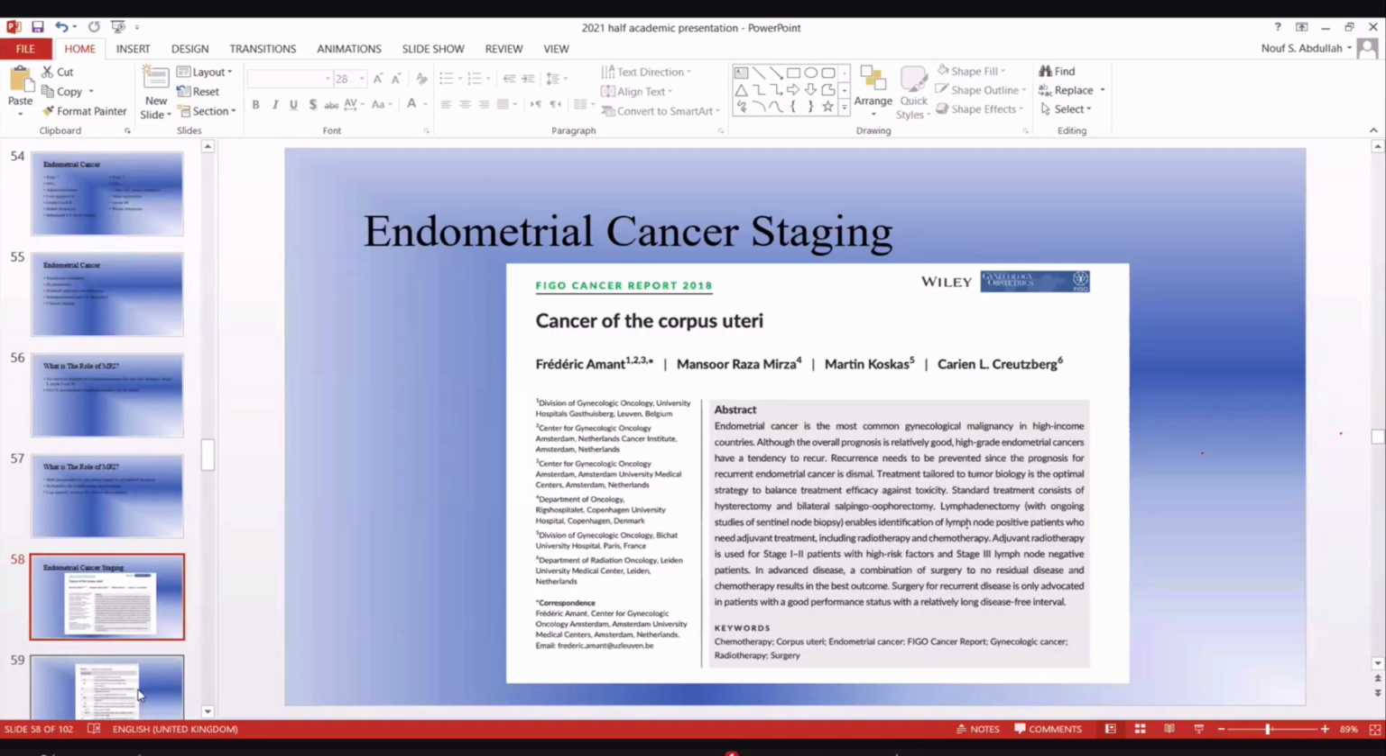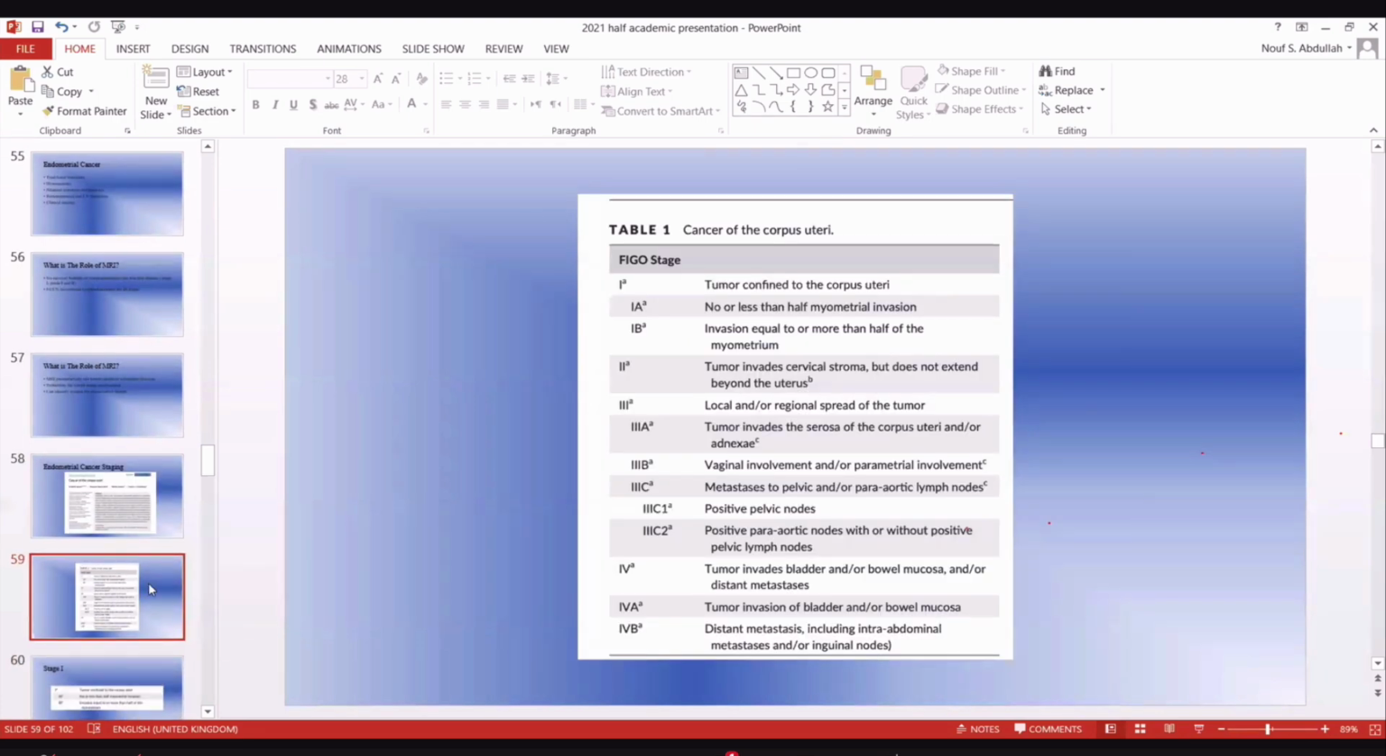Again, endometrial cancer staging has been changed in 2018 and we have the new staging. I would refer you to go to this study and look at the staging. I have a copy of this in my office again. So the stage that I always see is stage 1. So looking at this, 1A, there is no or less than half myometrial invasion.